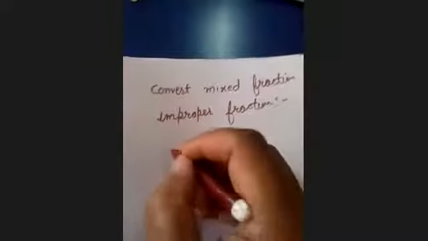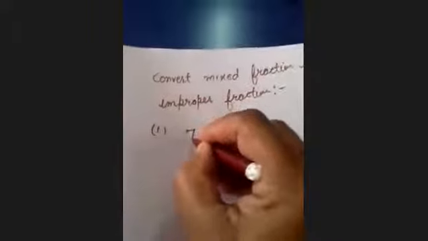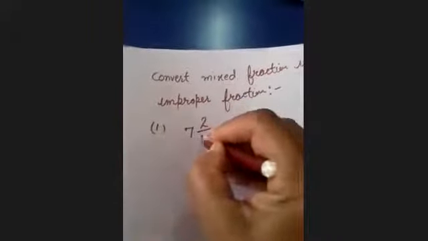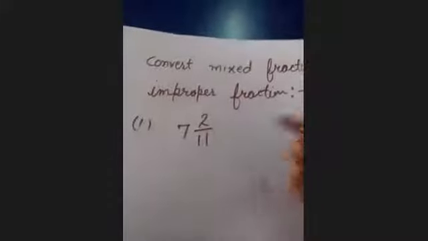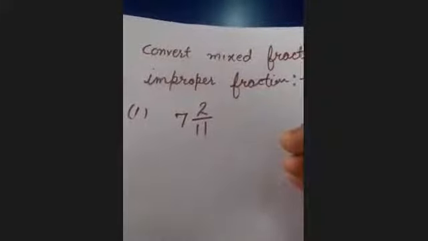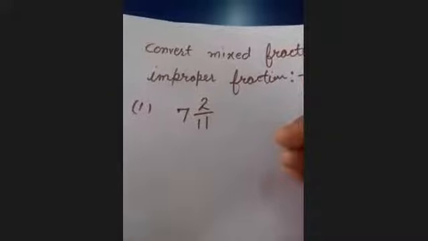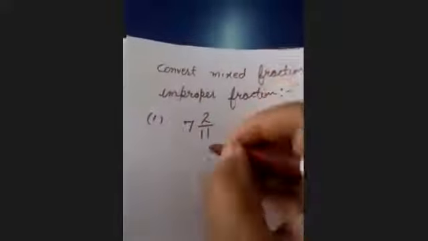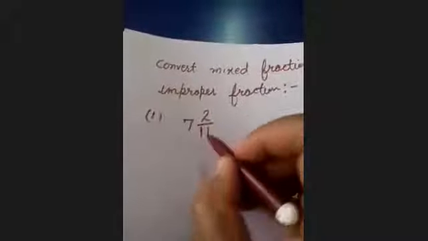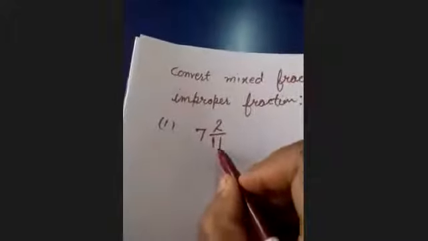For this, we'll consider one example. Our first number is 7 2/11. Now, students, 7 2/11 is a mixed fraction. Now, convert this mixed fraction into an improper fraction. For this, students, first step: first, we will multiply 11 by 7.